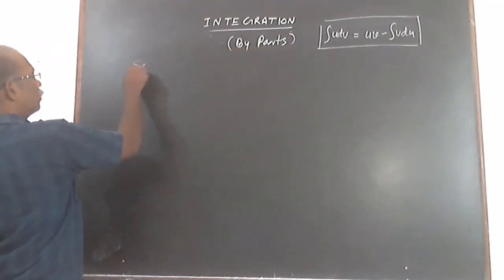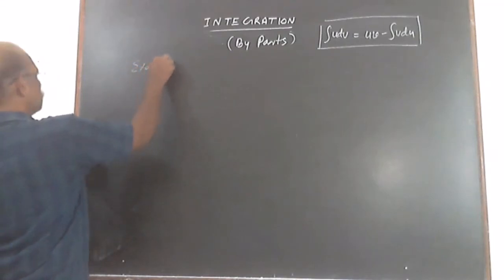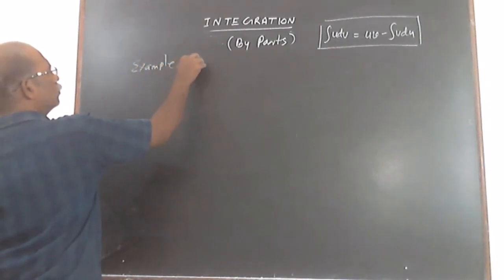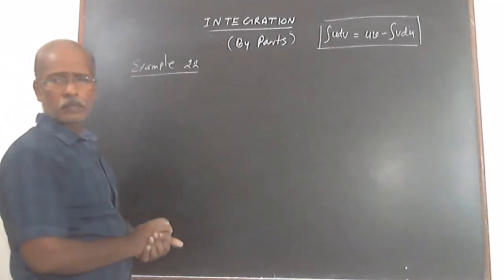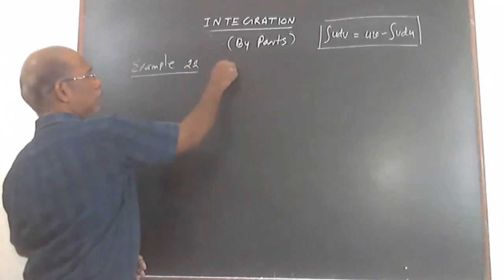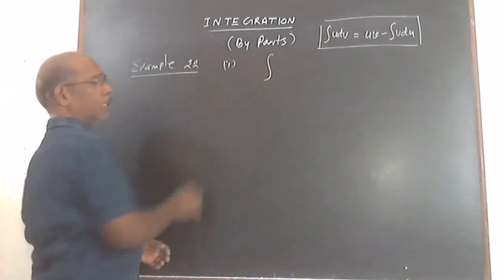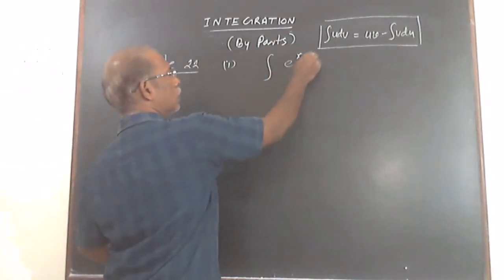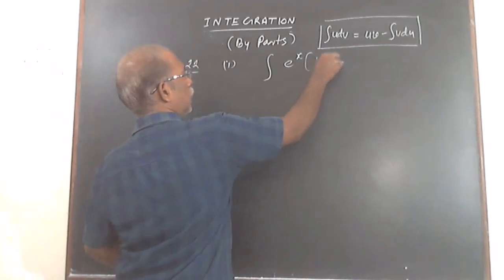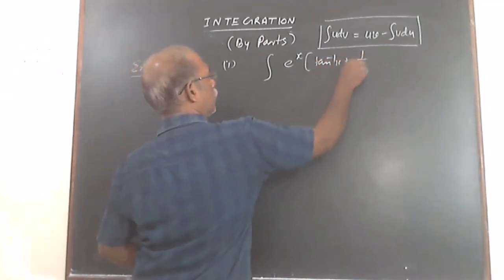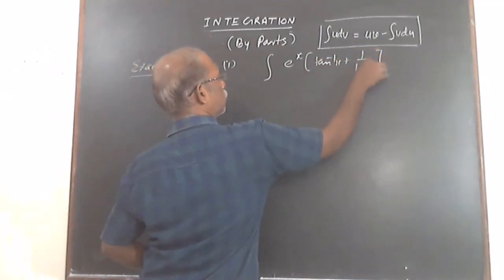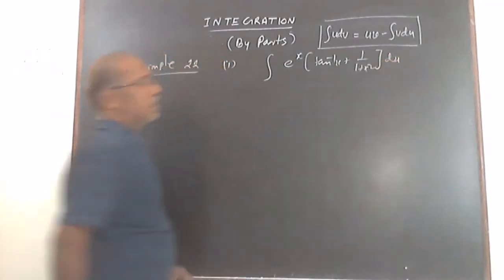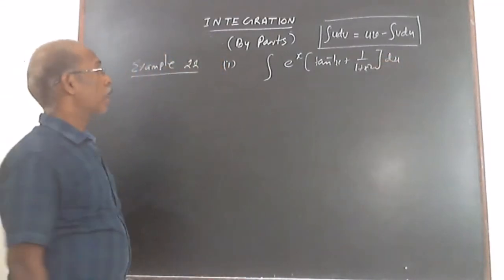Example 22, subdivision 1. Integral of e power x into tan inverse x plus 1 by 1 plus x square, dx. This we have to integrate.